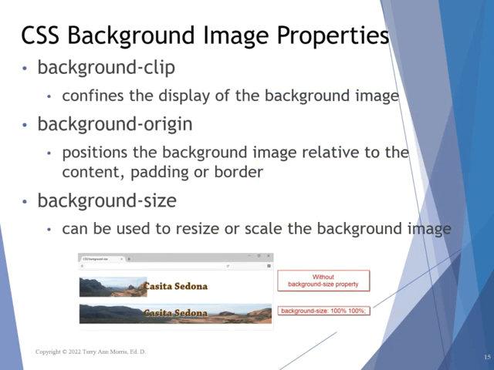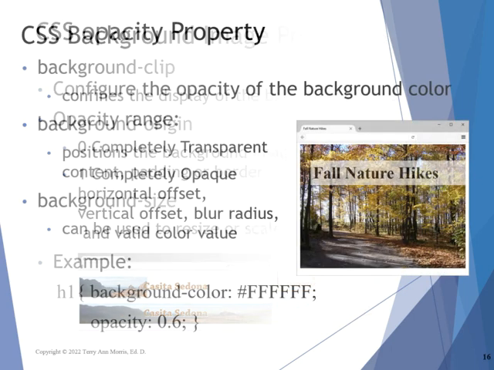CSS background image properties. The background image property sets one or more background images for an element. By default, our background image is placed at the top left corner of an element and repeated both vertically and horizontally. For background image properties, more examples will be provided in the code.